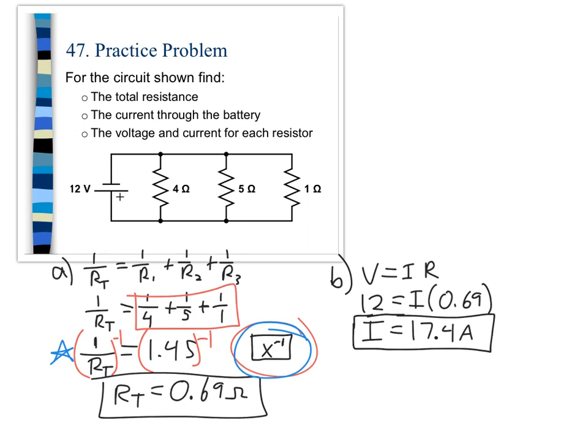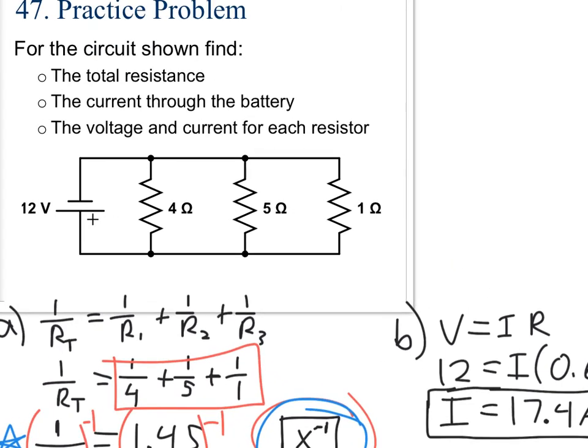So 17.4 amps. We're now going to do the third part, which is finding the voltage and current on each individual resistor. To do that, I'm first going to think about the rules that I know, and I know that for a parallel circuit, they each get the full voltage of the battery. So I'm going to have 12 volts on the 4 ohm resistor, 12 volts on the 5 ohm resistor, and 12 volts on the 1 ohm resistor. Each one gets the full voltage of the battery because each one is its own separate loop. Now that I have that, I can find the current for each individual one.